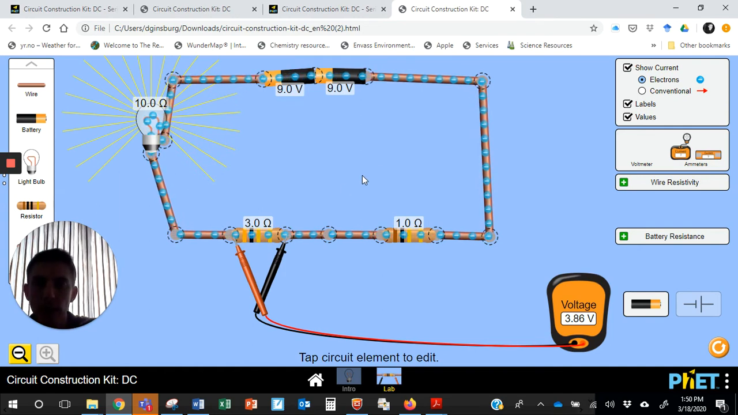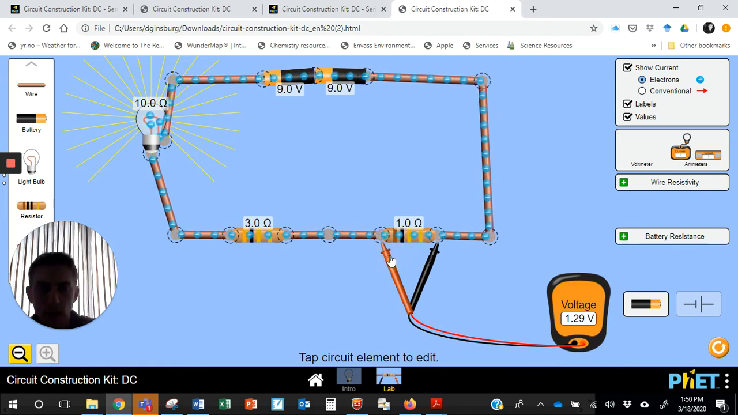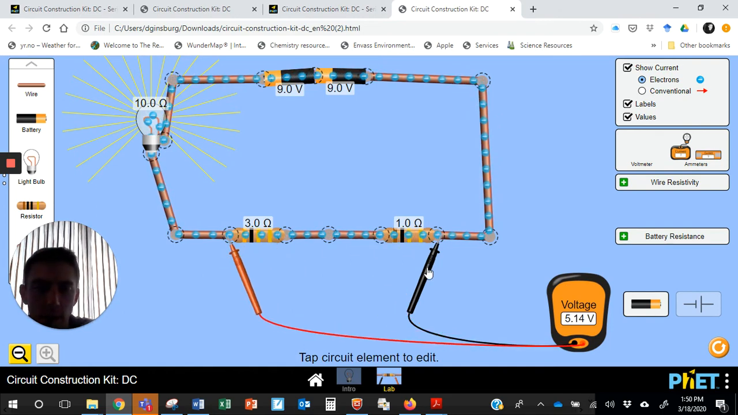Okay, so I've got a light bulb as well. Notice how the potential difference across the 3 ohm resistor is now 3.86. And over here now it's 1.29. And if I add 1.29 plus 3.86, I will get 5.14.